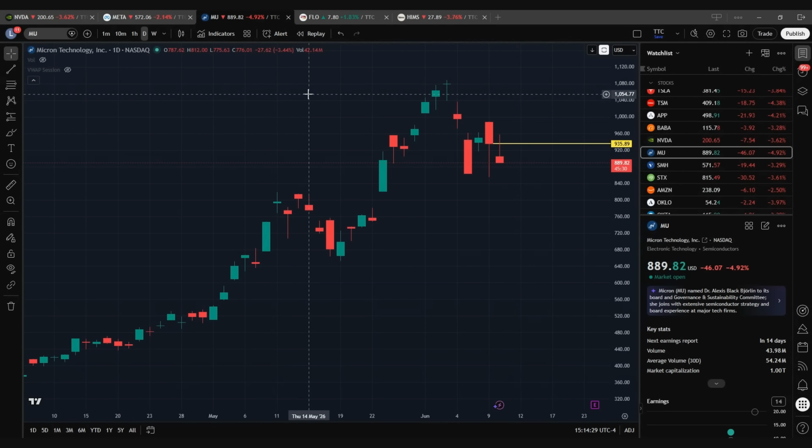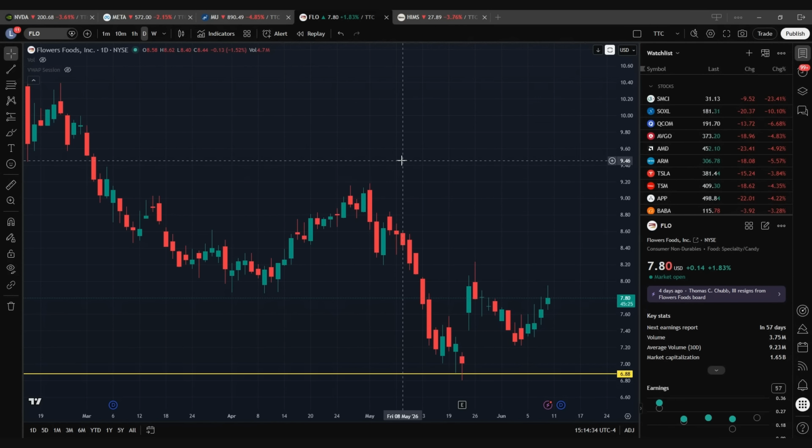But how about swing trade levels, right? How about swing trade levels? Well, that's a good question. Let's take a look at the chart of Flower Foods. And as you can see, that 688 level has been highlighted for me, right? The lowest price that I got during earnings on the 21st of May.